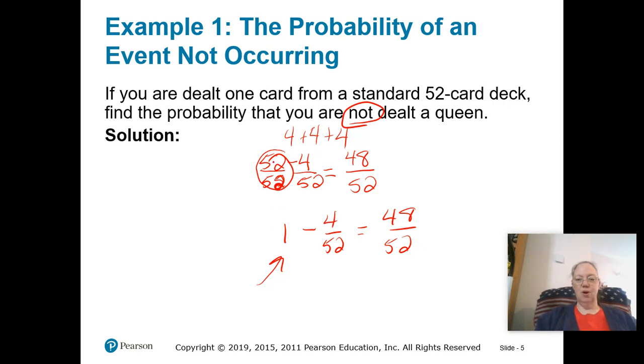So there are 52 cards total. So 52 out of 52 gives me my 1. There are 4 cards that are queens. We're going to take those out of the deck, if you will, and we are left with 48 cards that are not queens. Probability 48 out of 52. Summary: take 1, subtract the probability that it will occur, and that will give you the probability that it will not occur.